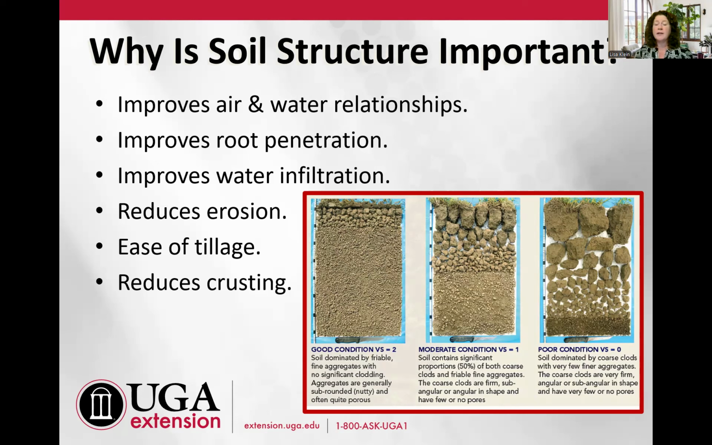Where if you have the first one closer to the left, the good condition, it's a really fine aggregate, and that's easy for roots to grow through. So that's good. You don't want the plant to struggle too much. You want it to find it very easy to grow, so that it can put more energy into producing whatever it is, fruits, vegetables, that kind of stuff. It'll also reduce erosion and ease tillage, or what you're doing when you're working around out there in the garden or the farm, and it's going to reduce crusting.